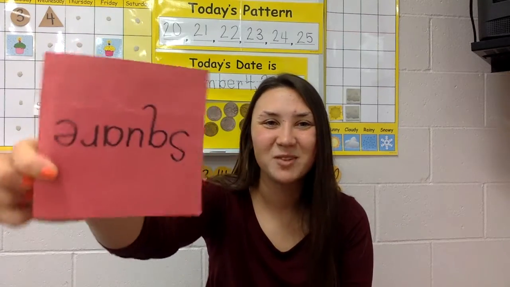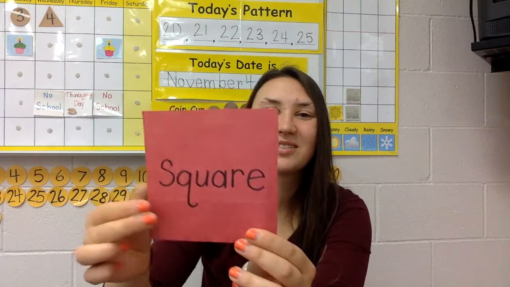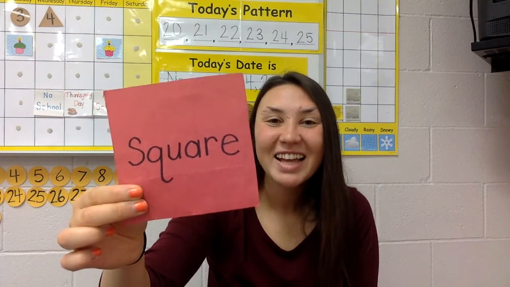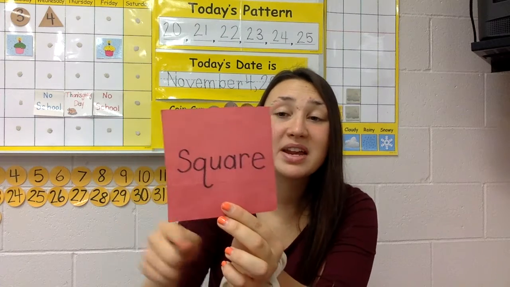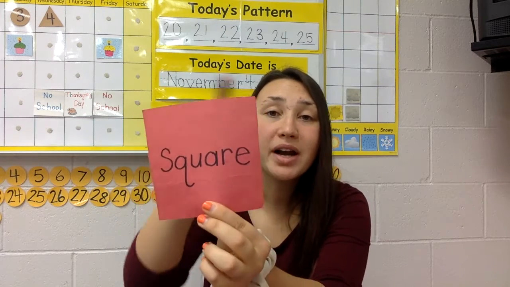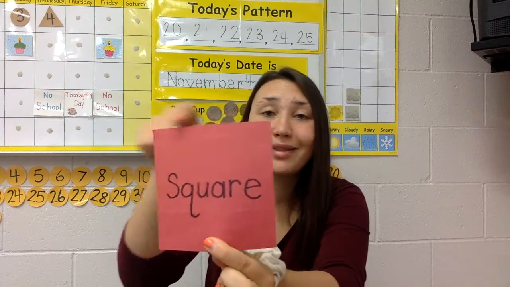All right. Let's end today with talking about our shapes for a little bit. What shape is this red one? What shape is this? Yeah, this is a square, right? Because it has 1, 2, 3, 4 sides, 4 angles, and they're all the same length. It's a square. What about this one?